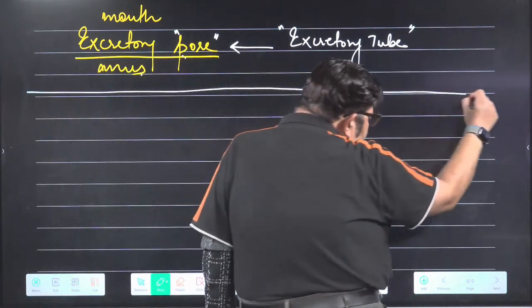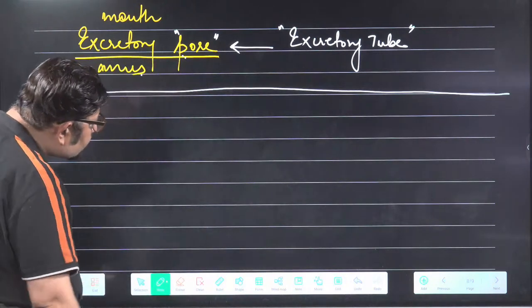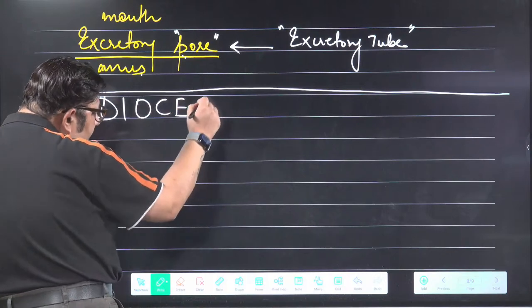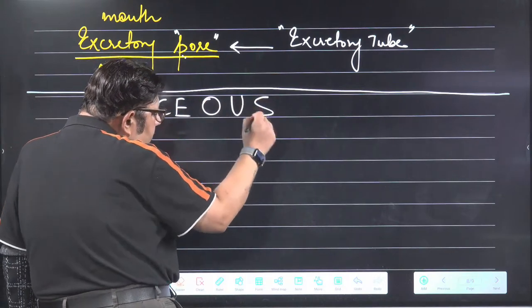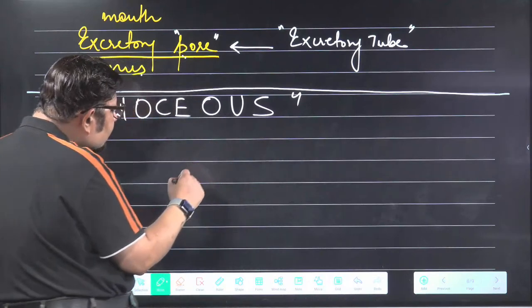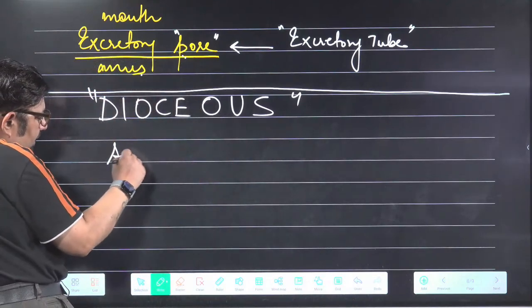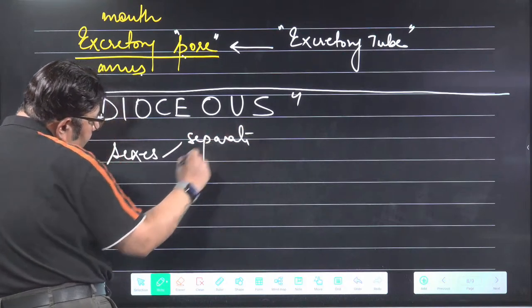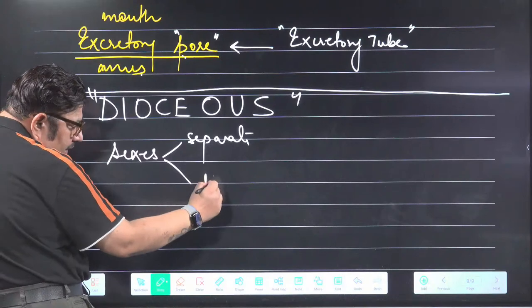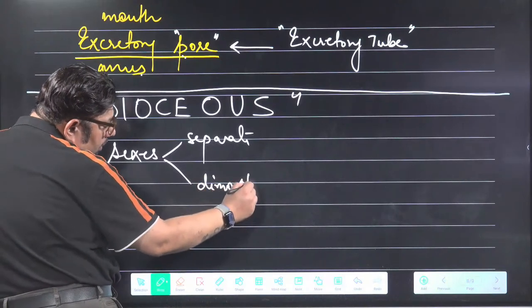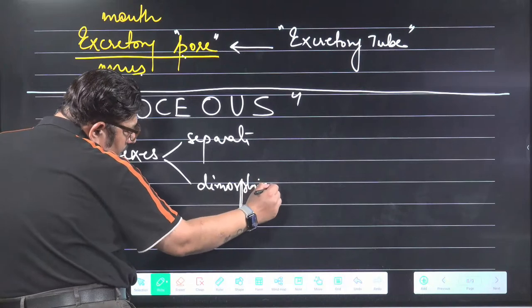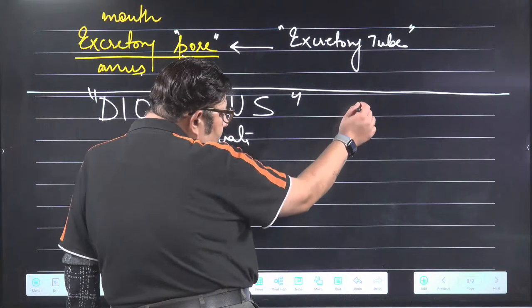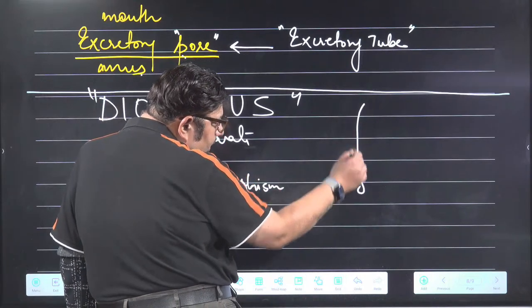Then you should know, coming to the reproduction, a very important point: the first time we have got dioecious animals. So dioecious, first time dioecious. First time, sexes are separate, okay? So two things. Number one, sexes are not only separate, they are also distinct. There is a dimorphism. You can differentiate male and female just by seeing them.